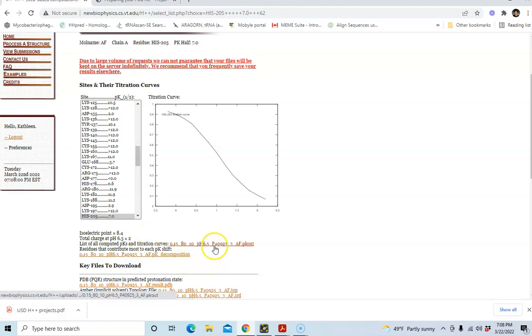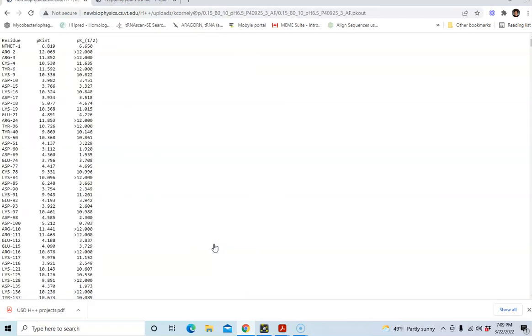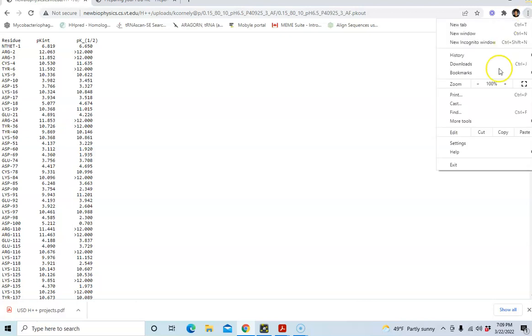And we have these files here that we can download that will give us all of the pKa values. What's nice about the way they name this is that it has the salinity and the dielectric constant and the pH and the name of your file, so you know exactly what it is. If I click on it, I'm given a table of values, and I've already done this, so I'll just show you how to do this. What you should do is go to your browser, and then you should print this to a PDF.